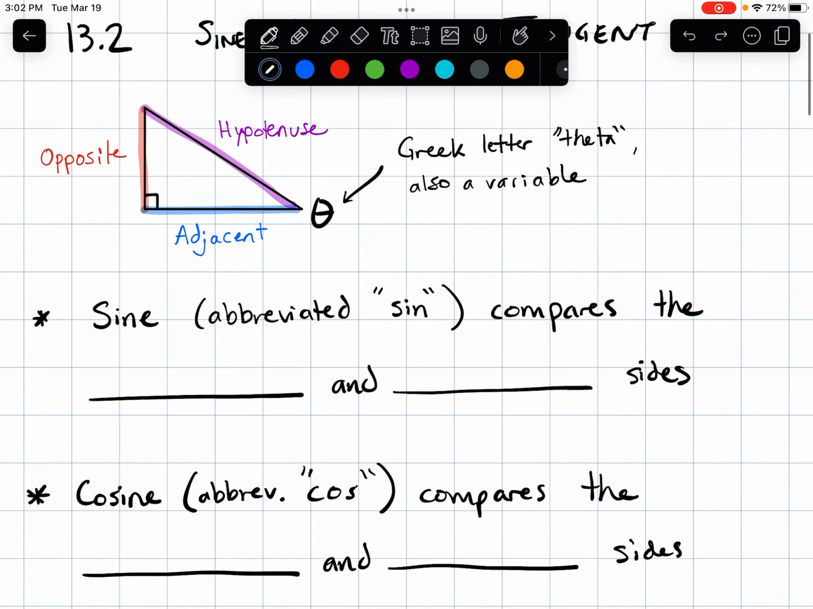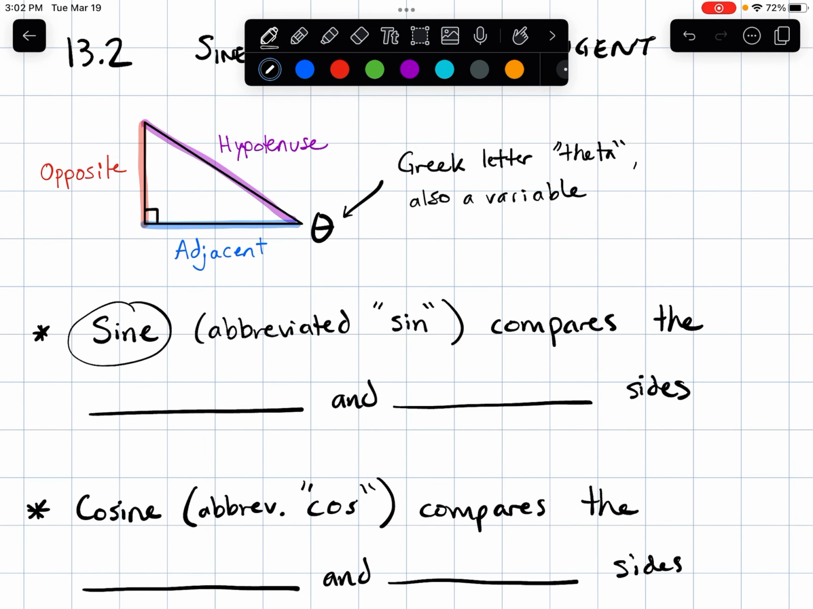So if I think about sine, it's spelled out S-I-N-E, but we abbreviate it S-I-N. Please do not say sin, that would be incorrect. It's called sine. So the sine compares the opposite side, and it also compares the hypotenuse.